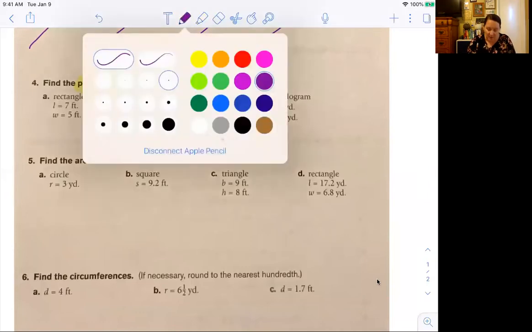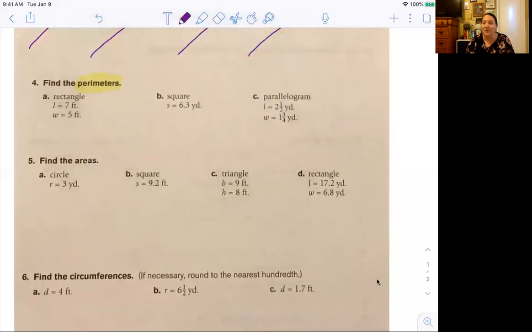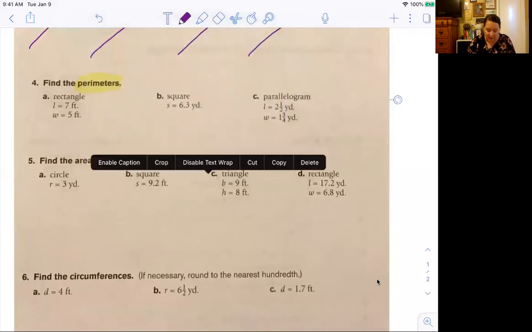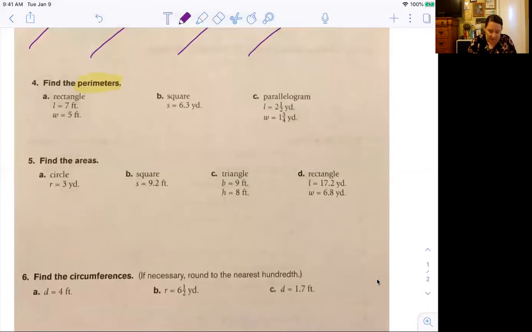So for number 4A, we have a rectangle. We're going to draw that rectangle, and we're going to label the rectangle. Now, it's not very big, but that's okay. We're going to label it. Our length is 7 feet, and our width is 5 feet.